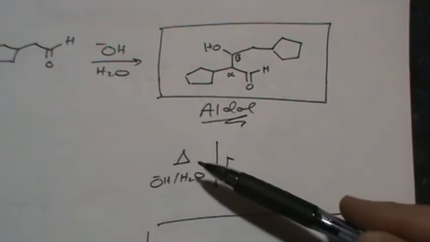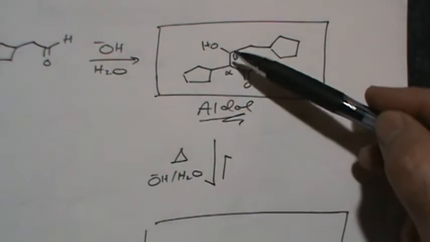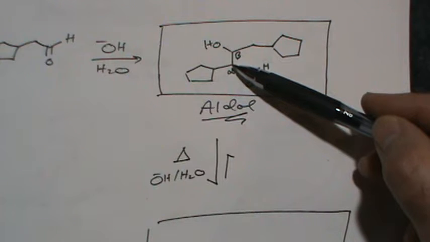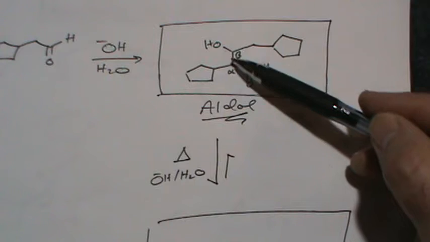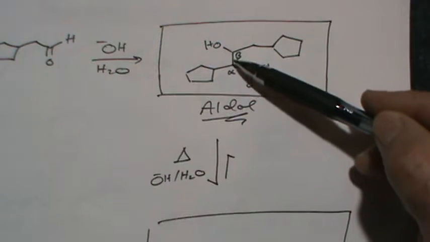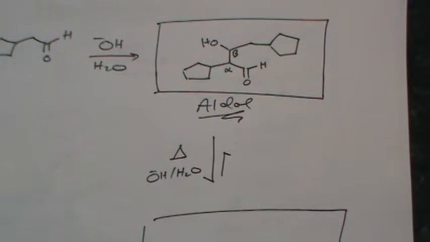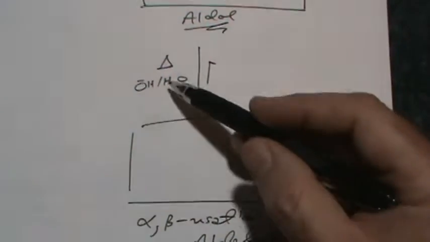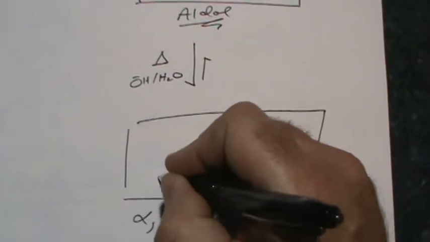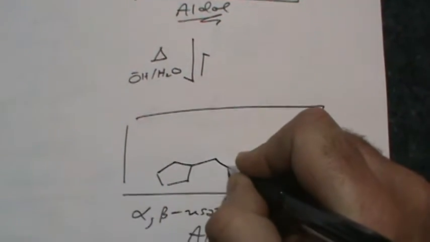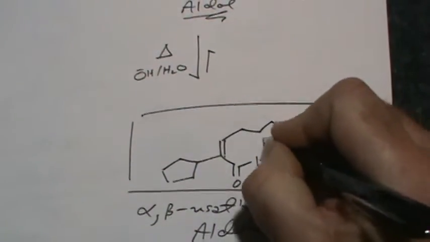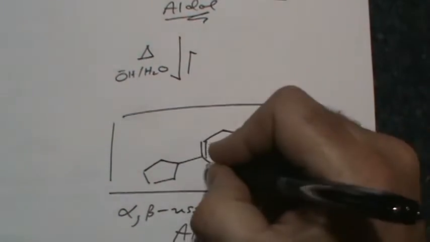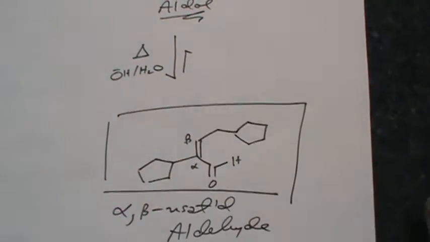When we work under more forcing conditions, we're going to dehydrate this molecule. We're going to pull a proton off of the alpha carbon. We're going to lose OH off of the beta carbon. In total, we're losing H2O, and we're going to create alpha-beta unsaturation right there. So, under these more forceful driving conditions, there's the alpha-beta unsaturation. And there is my alpha-beta unsaturated aldehyde.